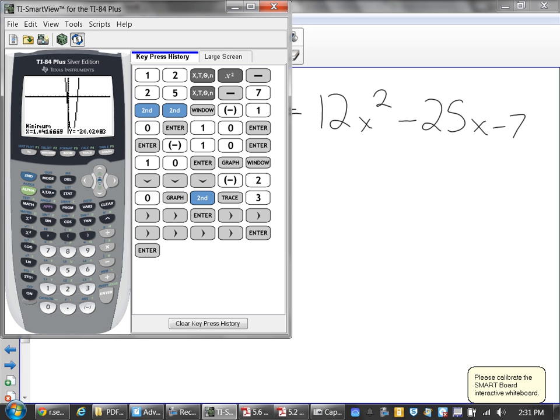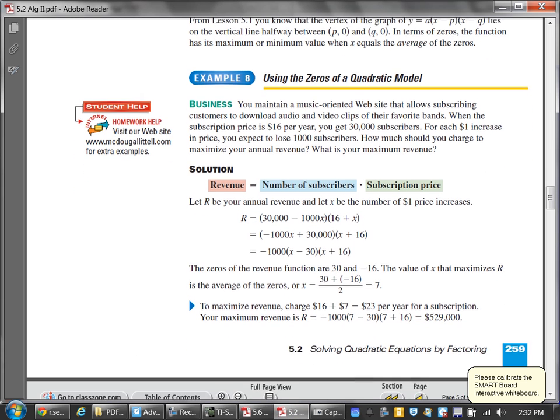All right. Yes, sir. What about this equation right here in the example? Which one? The one that says x equals 30 plus negative 16 over 2. What section are you in, sir? Example 8.